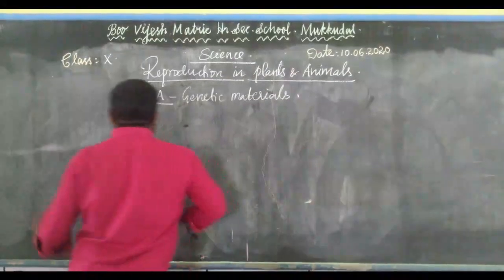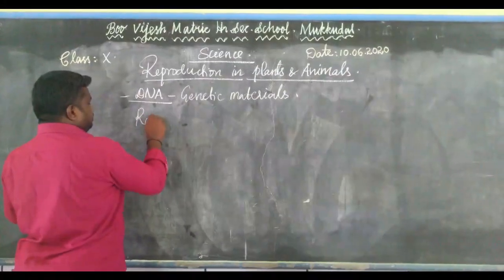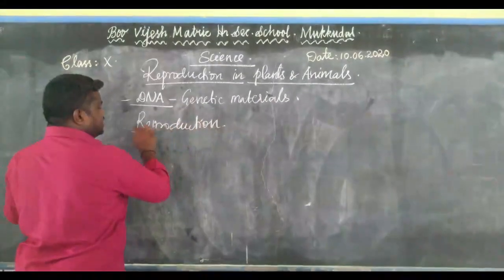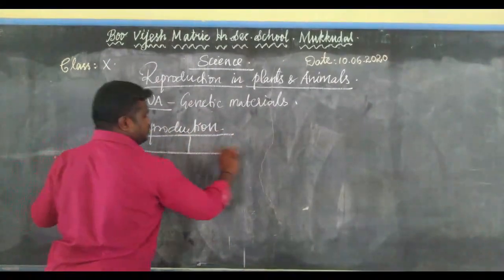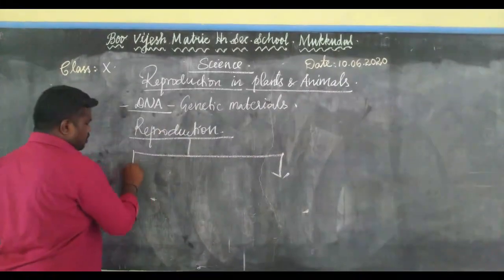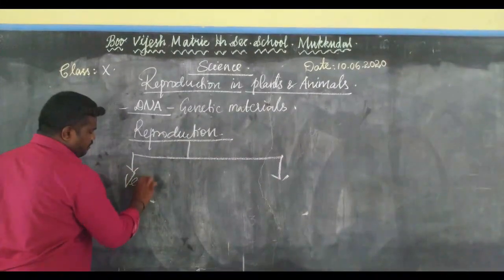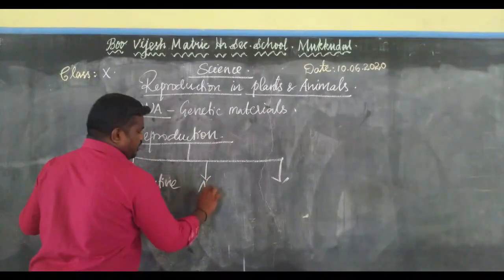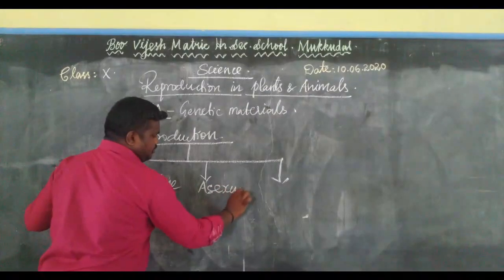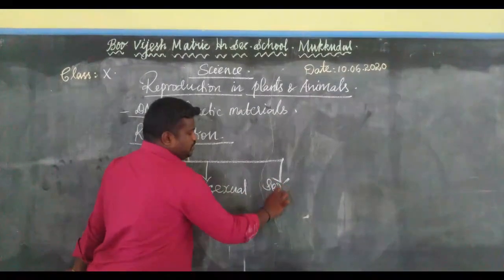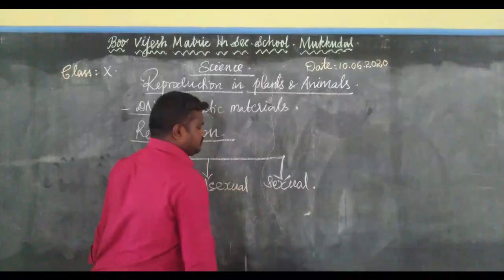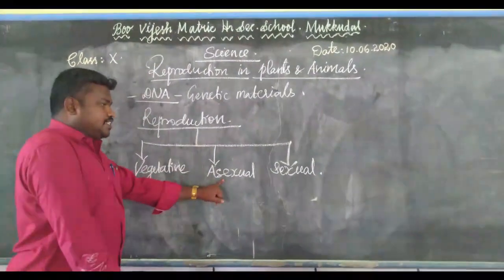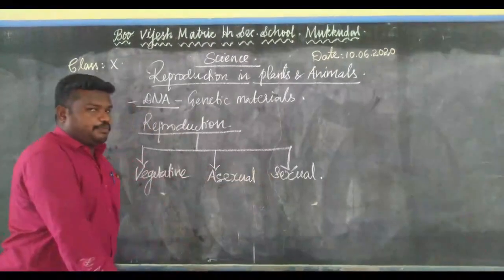Next, reproduction is mainly classified into three types. One is vegetative reproduction, asexual reproduction, and sexual reproduction. So what are the types? One is vegetative, second one is asexual, then sexual reproduction.